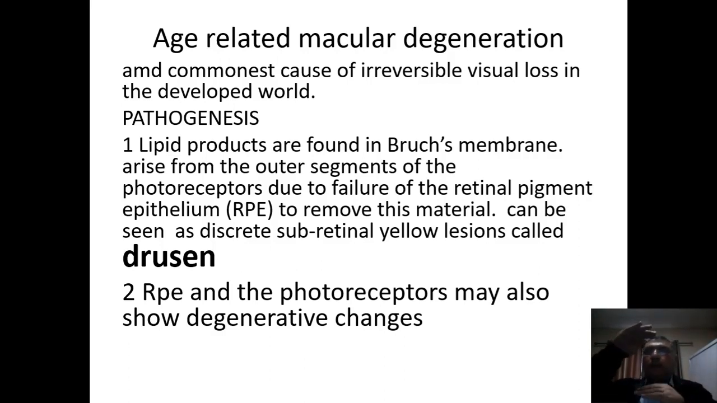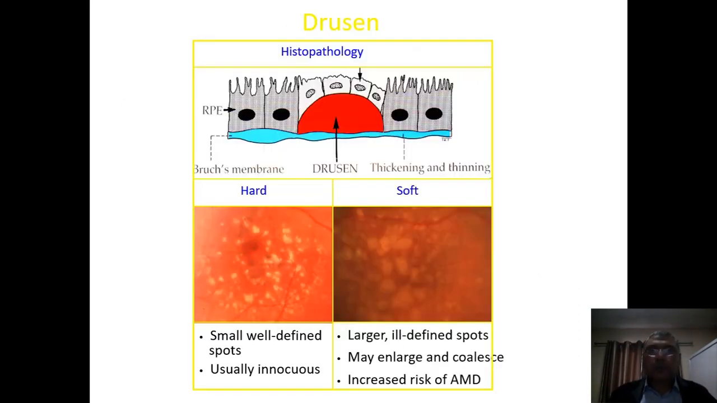So we have the retinal layers, 10 layers. We have the photoreceptor layer, and then we have the retinal pigment epithelium layer. The outermost, which is the retinal pigment epithelial layer, is responsible for the integrity and the function of the photoreceptors. Damage of the function of the retinal pigment epithelial layer will result in failure of this layer to remove these lipid products, and the accumulation of these lipid products will result in development of drusen.